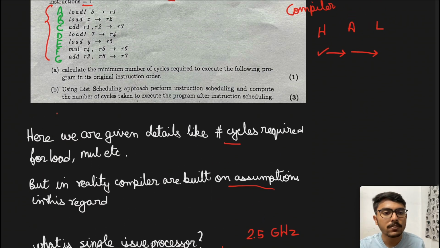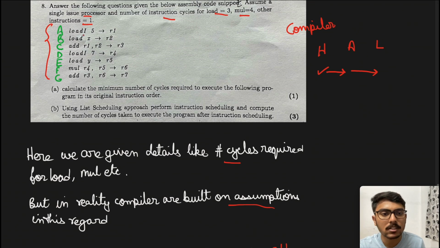The first thing we need to understand is: what is this load I? And then we have load. What are these two? Load I is load immediate, and load immediate is used when we are trying to fetch a constant value and store it in the register. Suppose in this example we have 5 and we are storing 5 into R1, which is a physical register. So that is load immediate.